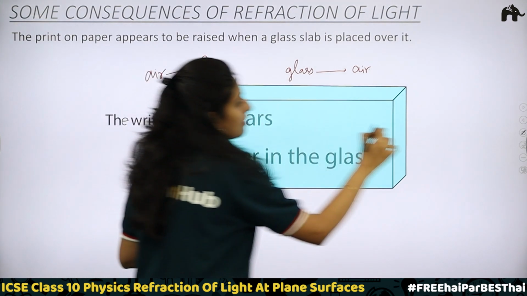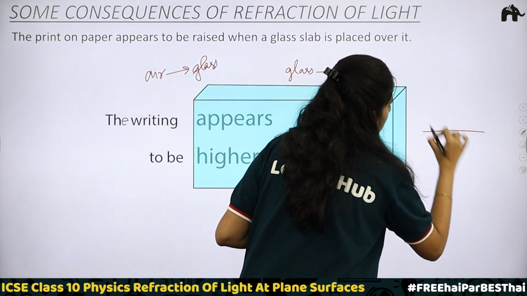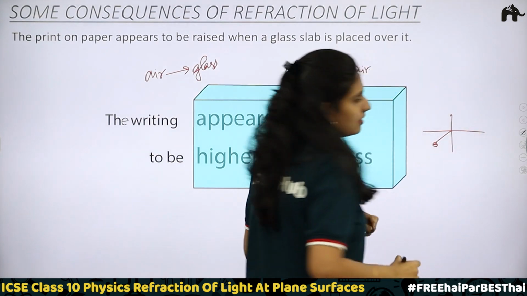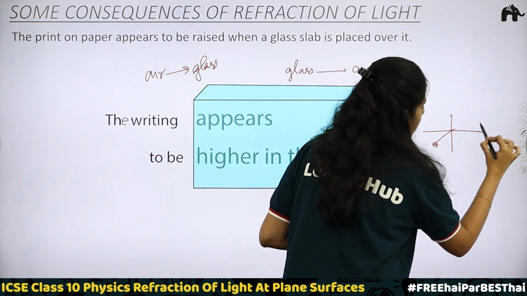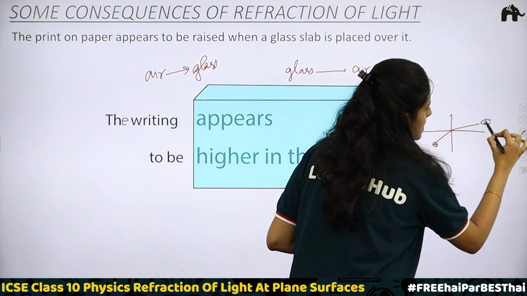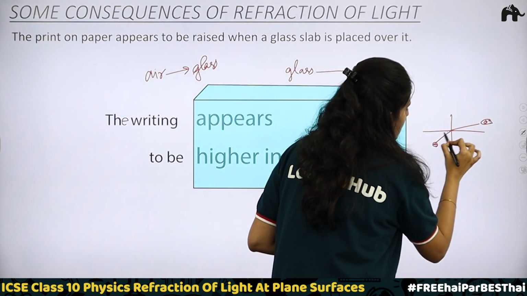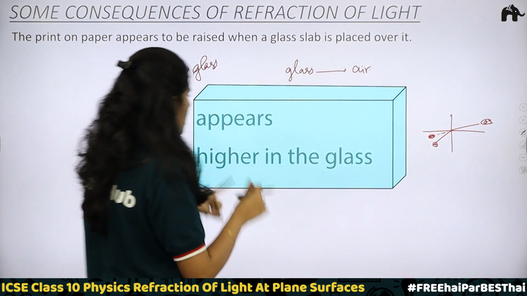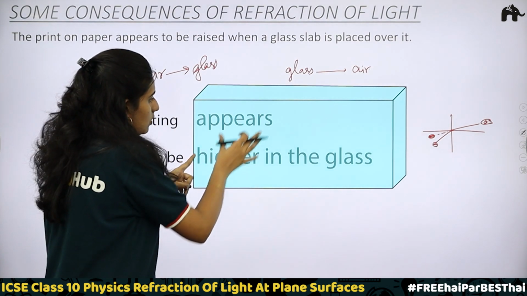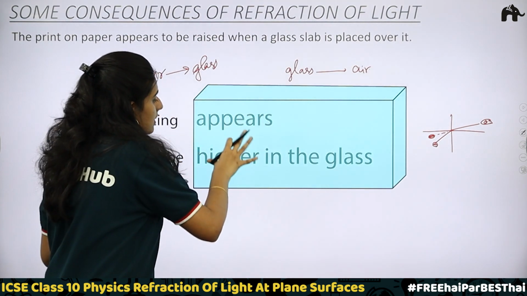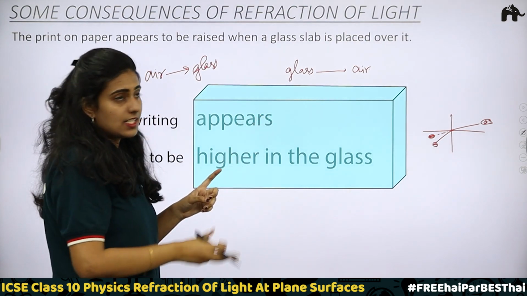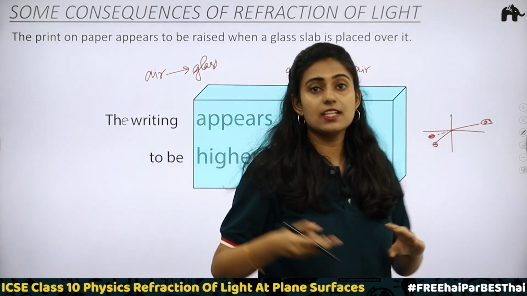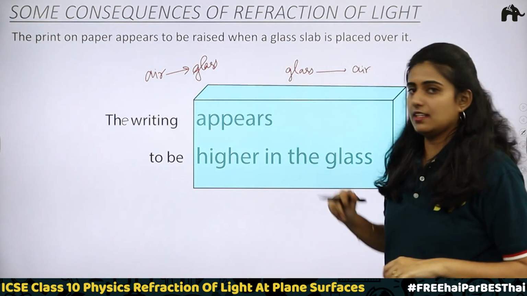For example, these are your letters. Here you have the glass, the incident ray. This incident ray will bend away from the normal. Here is the observer's eye. Now, when this refracted ray is extended, the letters will be appearing at a height. This is what is happening due to this refraction process. The light rays which pass through the glass slab, after reaching air, the observer who is in air will be able to see the letters at a raised height.